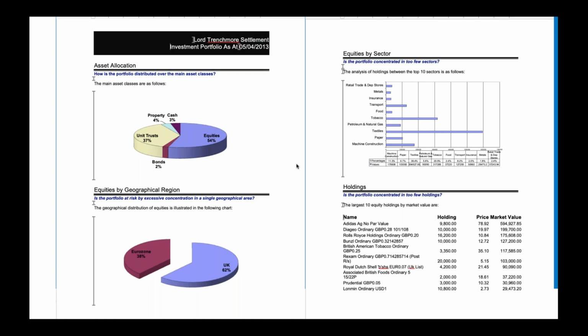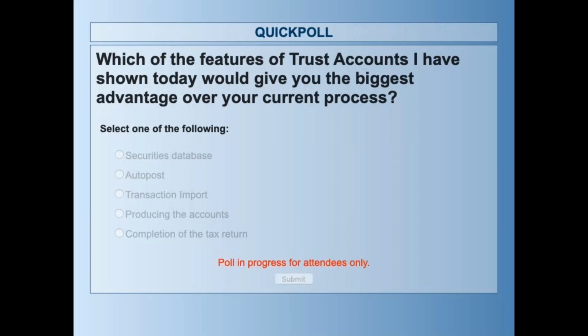So before we close off, I do have just one final question to ask you, and then any questions that you may have raised. If you do have any questions, feel free to start typing away into the Q&A section. But if we just launch this last poll, and I think you can only give one answer for this one, which of the features of Trust Accounts I have shown today would give you the biggest advantage, do you think, over your current process?